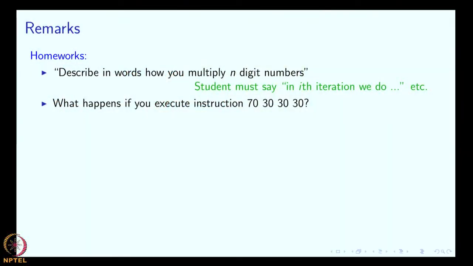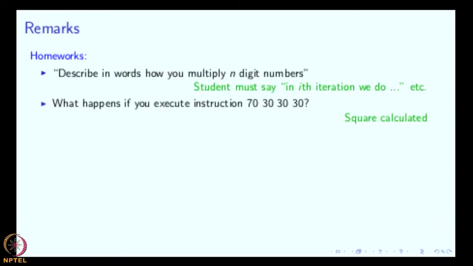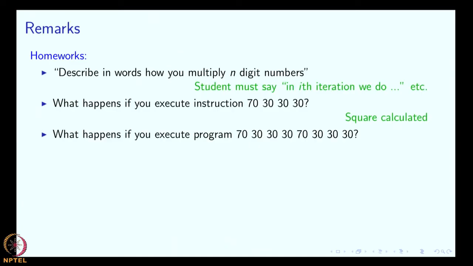You could ask, what happens if you execute the instruction 70, 30, 30, 30? Okay, here of course this should come immediately after you tell them what 70, 30, 30, 30 means. So it's not a test of memory. Okay, but here what is going on? Here a square is being calculated. So then you could ask, what if you execute these two instructions one after another? So you square twice. Well, so what happens? The fourth power gets calculated.